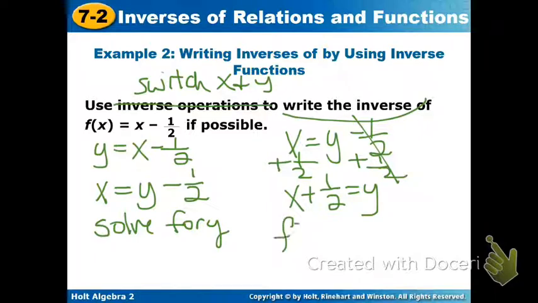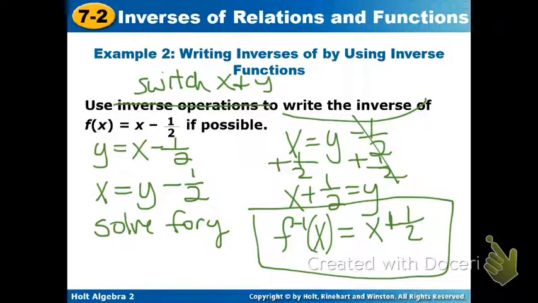So we're going to have inverse. Our inverse function is x plus 1/2. It's not letting me put it on here. There we go. Okay, and so you have found your inverse. There it is. Not too bad, right? So here was our initial equation, and there is our new one. Questions on that? Okay.